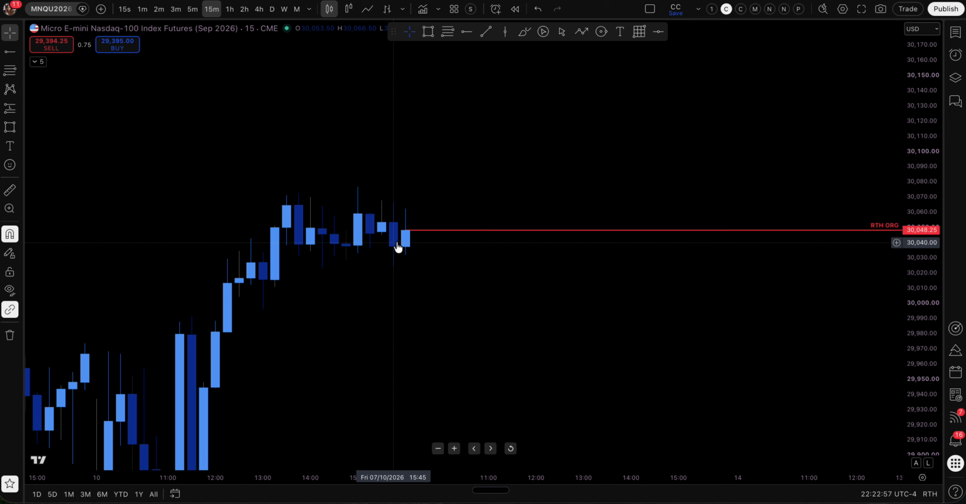Beside it is a down close candle because it opens up, gets as high here, gets as low here, and it closes underneath. Up close candles open at the bottom, close at the top. Down close candles open at the top, close at the bottom.